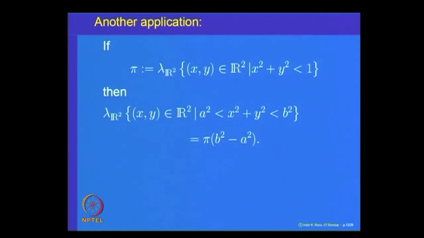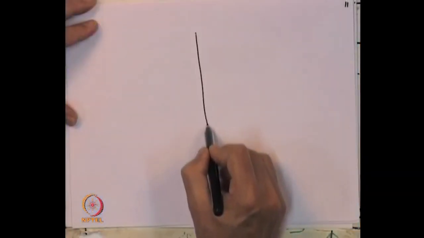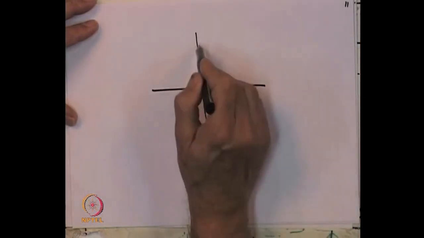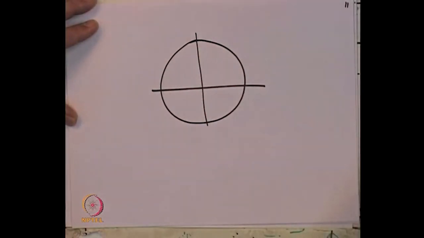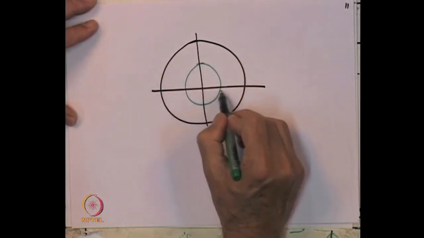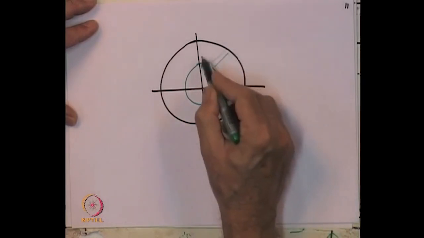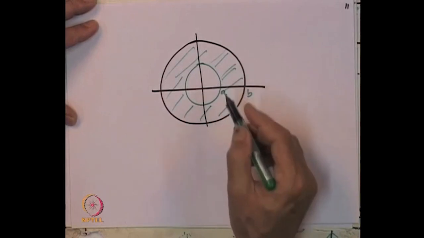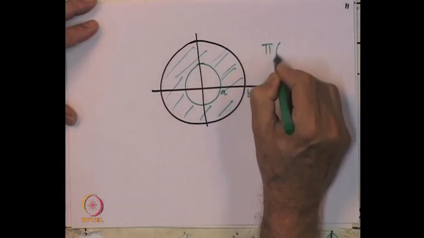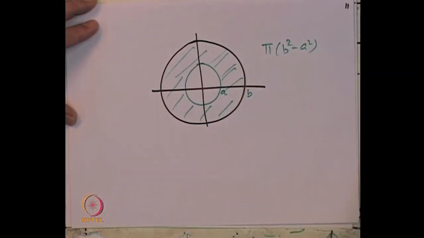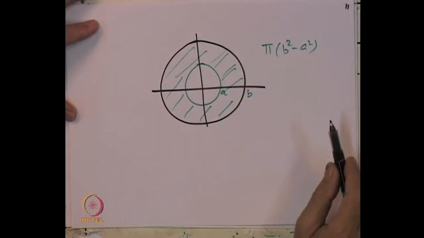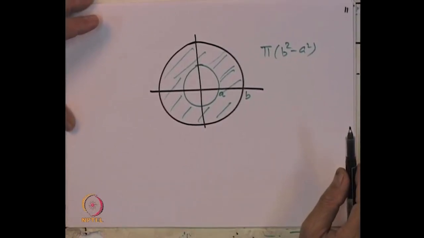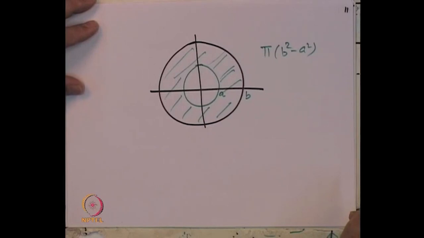So, what we want to prove is that if I look at here is the bigger circle and here is the smaller one, and this radius is a and this radius is b. So, we are saying the Lebesgue measure of this portion is nothing but pi b square minus a square. That is what we should be expecting from our ordinary geometry that we have been learning in schools, namely the area of the circle is equal to pi r square. So, we will first prove that the area of a circle of radius r is equal to pi r square, and from there we will deduce this fact. So, let us observe that.